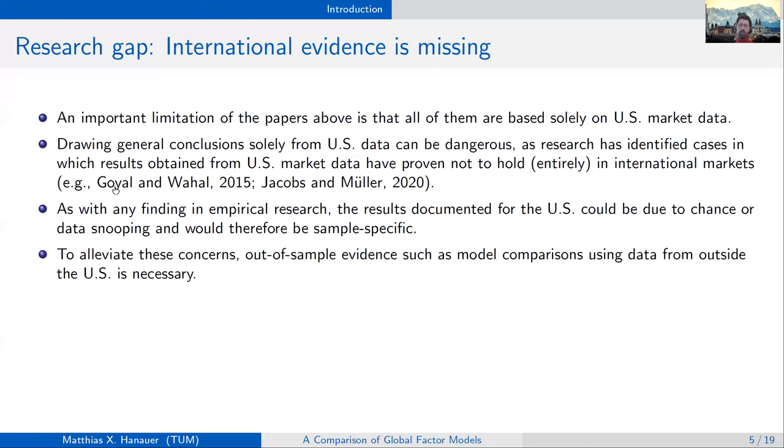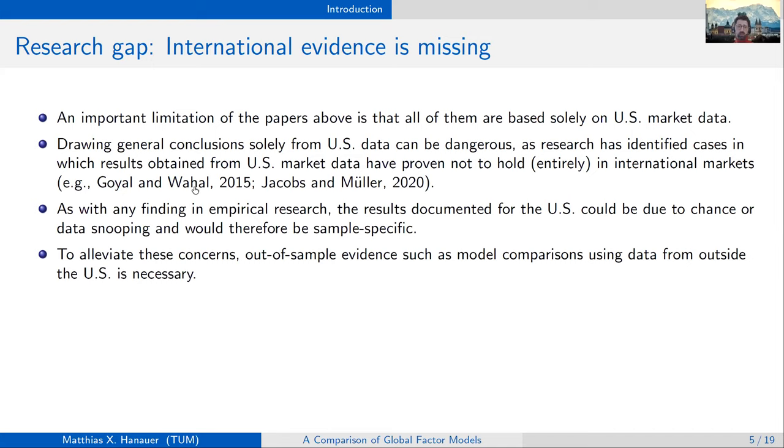So this paper by Goyal and Wahal in 2015 showed that there was a momentum echo effect, as it was called. So that momentum, when looking 12 months back, the first 6 months of this 12-month period were more important than the second 6 months. So you say it's more an echo effect. But this finding seems to be unique to the US equity market, while for the other 40 markets or so that they tested, it was not the case.